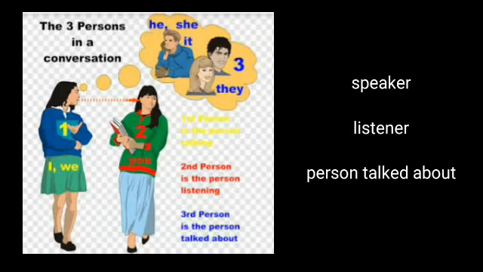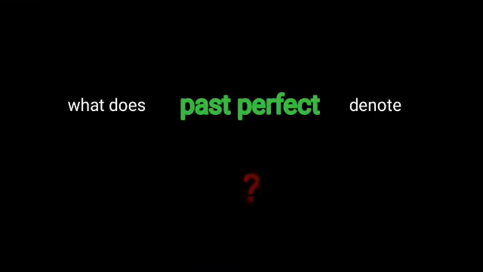So we'll just classify those 8 words into 3 categories. I, we come under first person, you comes under second person, and he, she, it, they, and any noun come under third person. That's all, friends. We are done with the basics. Let's step into our tense.